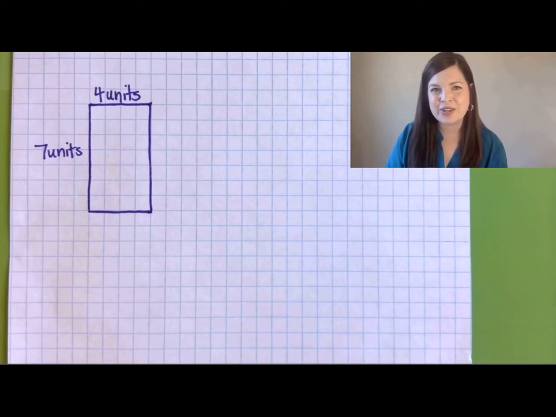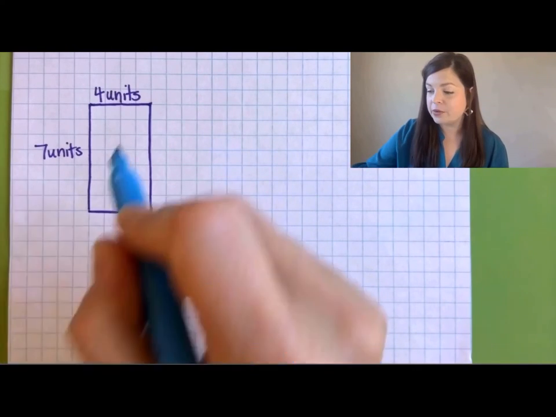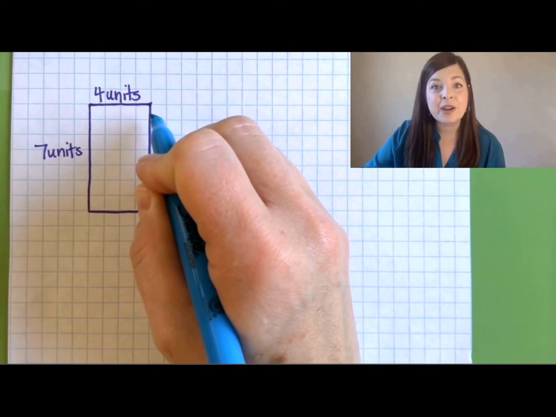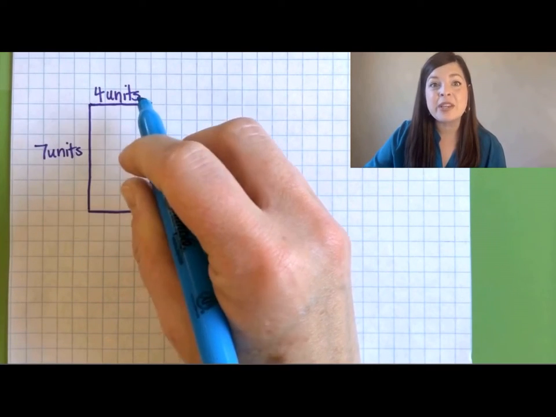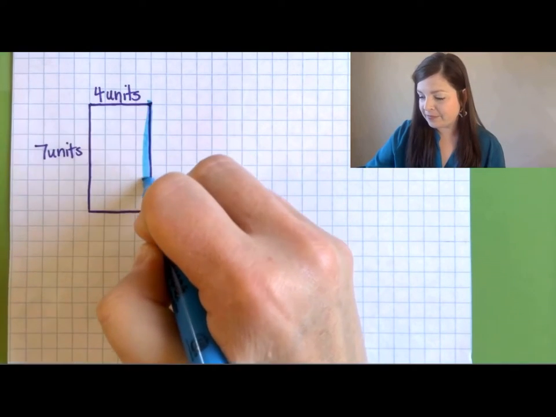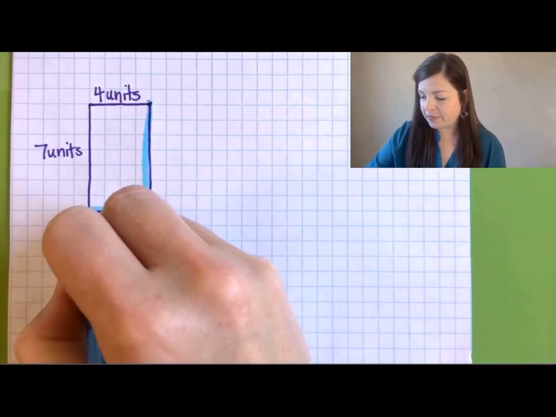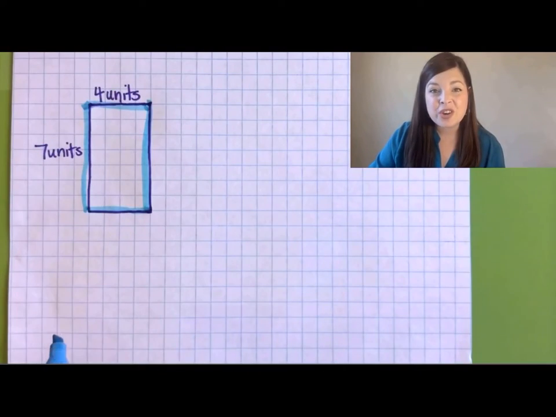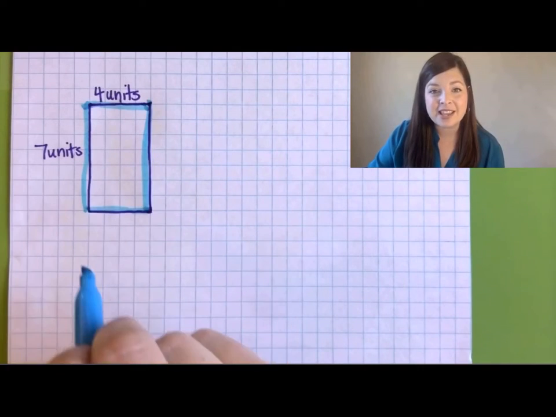Now I want you to grab your pencil, and I'm going to use a highlighter so that we can really see it on the screen. And I want you to put your pencil on any one of the corners of the rectangle. I'm going to put mine here, and we're going to trace around the outside of the rectangle until we get back to where we started. Okay, let's do it. We just traced around the outside of the rectangle.